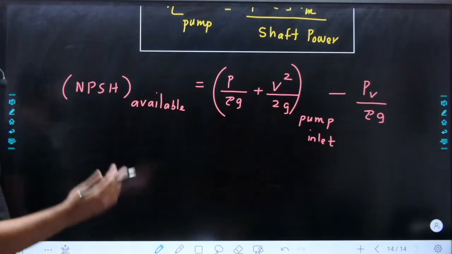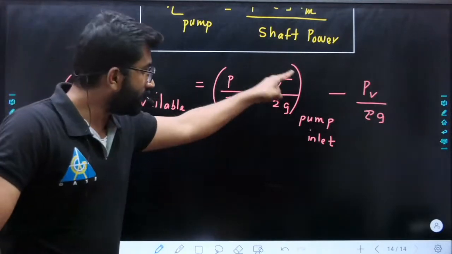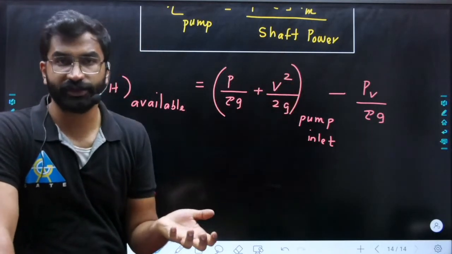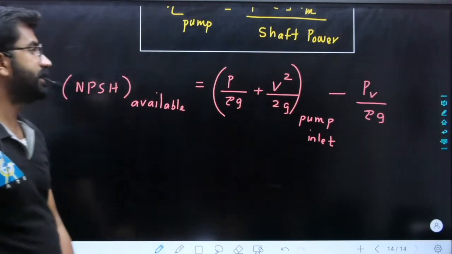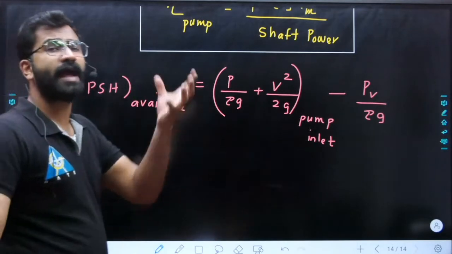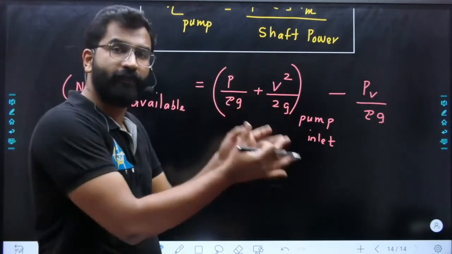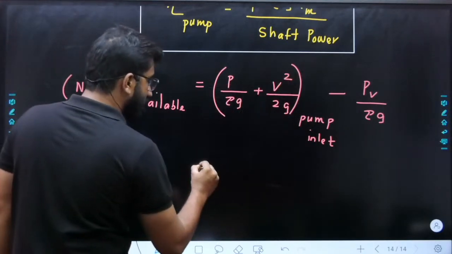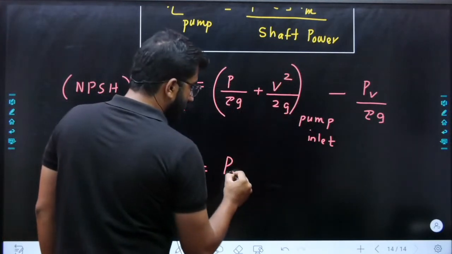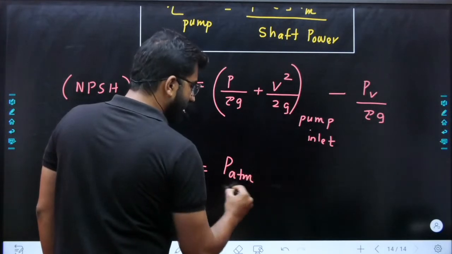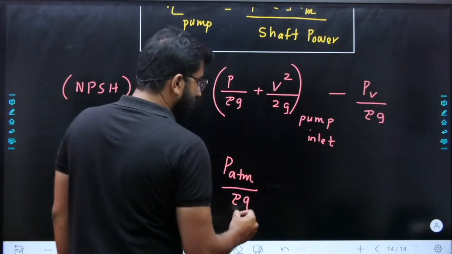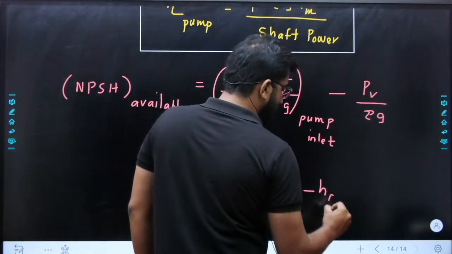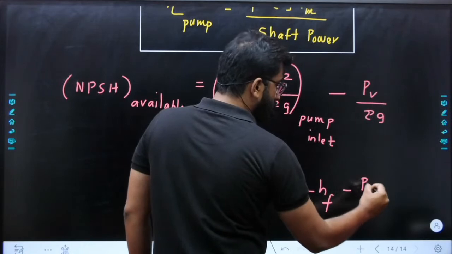So based on the question given to you, by using Bernoulli, you should be able to write the pump inlet stagnation pressure. If you are taking water from a well, from a lower reservoir, we can write this term as P atm by rho g minus Z2 minus HF, then this term, PV by rho g. By applying Bernoulli, because I have already solved this, that's why I am writing it.